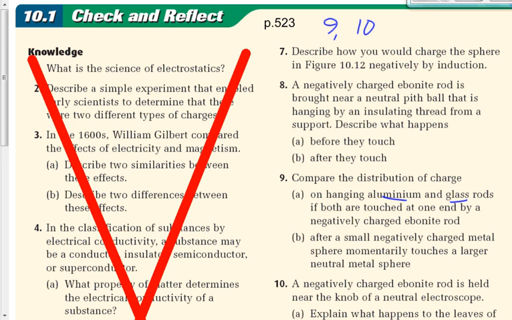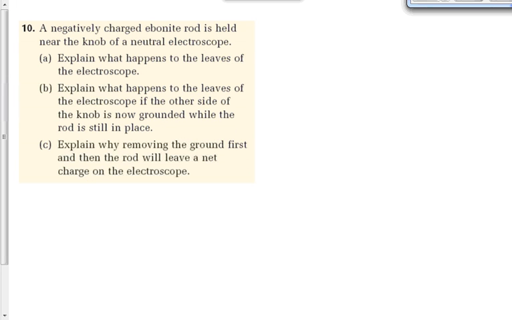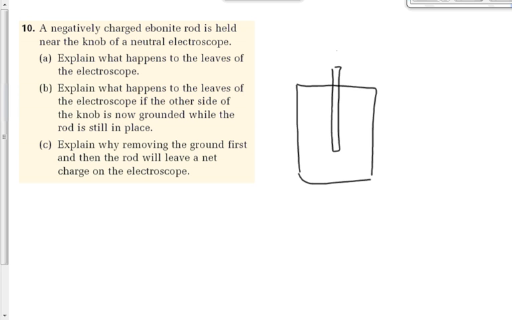All right, our last question was number 10. It says a negatively charged ebonite rod is held near the knob of a neutral electroscope. So let's draw the electroscope here right now. Okay, there's our electroscope. There's the metal rod on the electroscope. There's the little ball on the top of the electroscope, or the knob of the electroscope. And there's the two leaves that are not separated right now. When we bring a negatively charged ebonite rod nearby, let's draw some positives and negatives in here, actually.